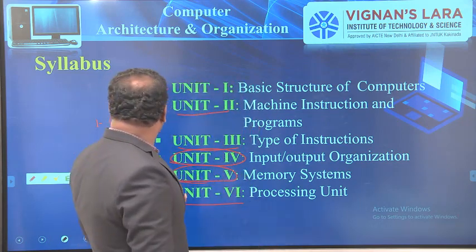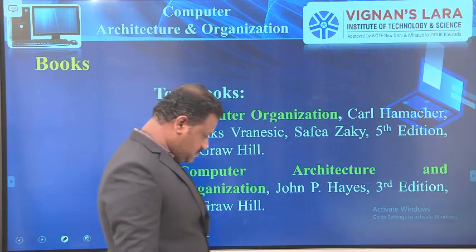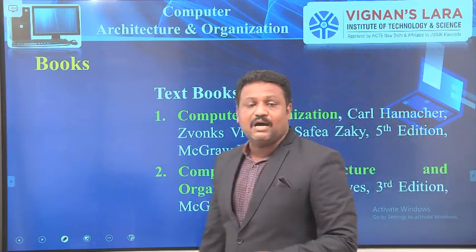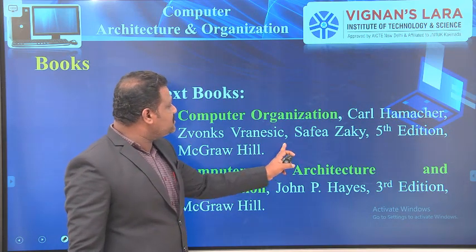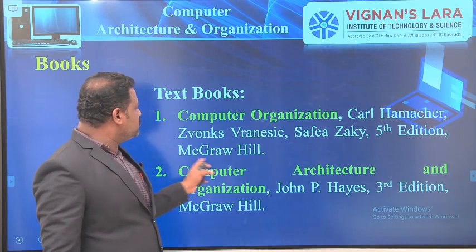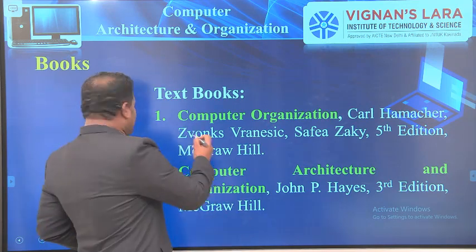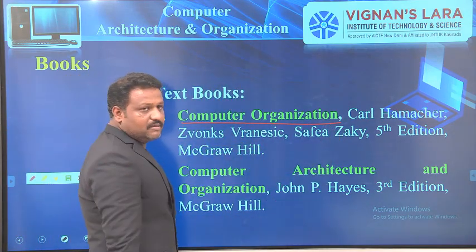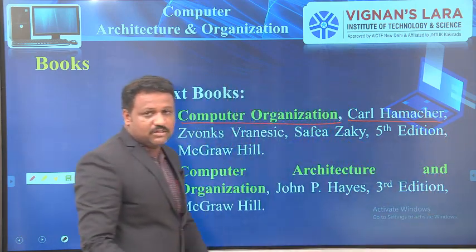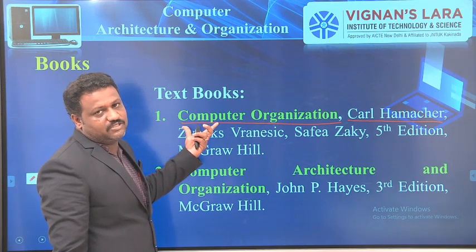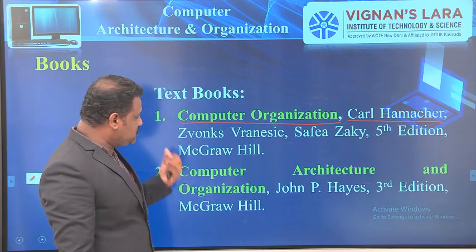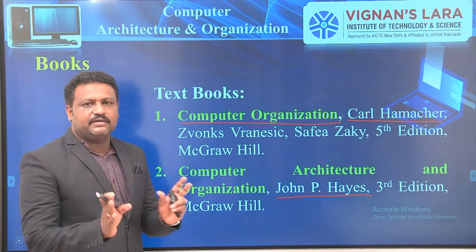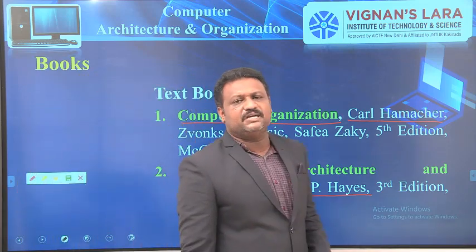Now, coming to the textbooks. What are the textbooks that we are going to refer for this subject? There are 2 textbooks. One is Computer Organization by Carl Hamacher, Zvonko Vranesic, and Safwat Zaky, 5th edition, McGraw-Hill publication. You remember this, friends, because most of the syllabus we are getting from this textbook. And the second textbook is Computer Architecture and Organization by John P. Hayes. This is another textbook that is helpful for us to learn this particular course.